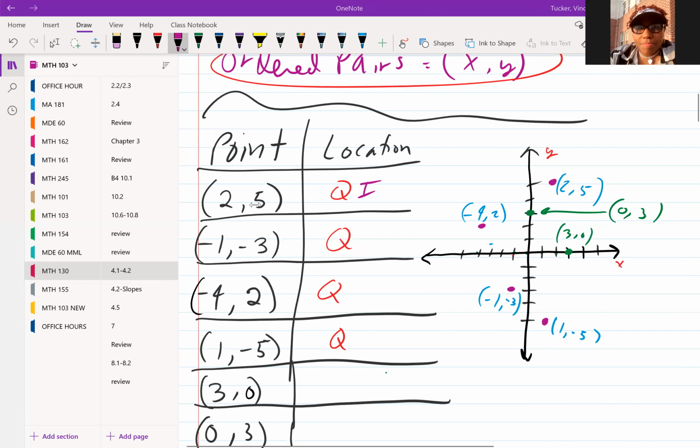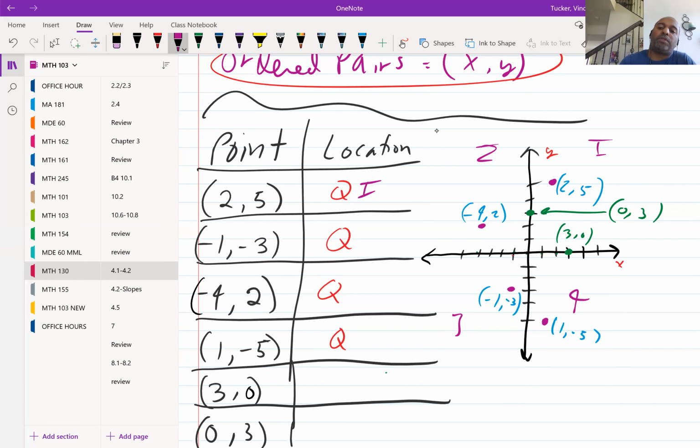Okay, the negative is just the opposite, right? So that'll be right there. Over 2, up 5. That'll put us in quadrant one. That's Roman numeral 1, I. That's quadrant 1, and quadrant 2 is right across from quadrant 1. 1, 2, 3, 4.